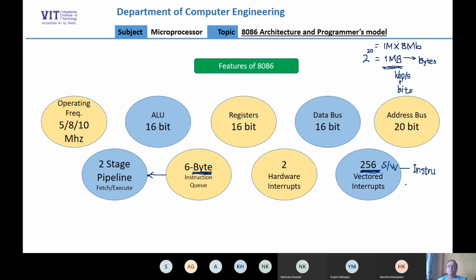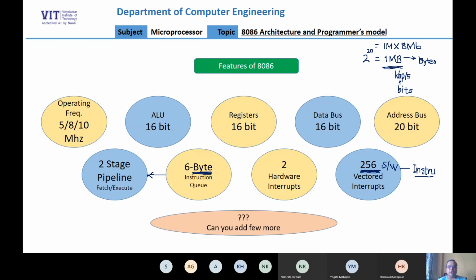So software interrupts are in the form of instructions. We have to incorporate them inside our program. Whenever the processor executes that interrupt instruction, it will go for servicing that interrupt. So it provides you 256 vectored interrupts or software interrupts. This is one of the important features of the 8086 processor.